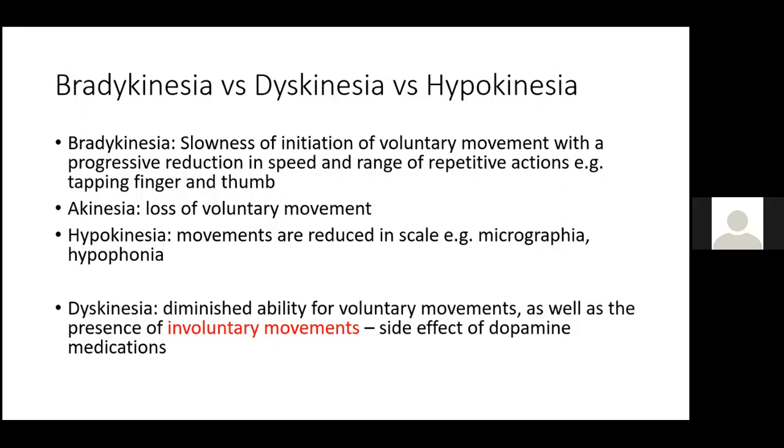Akinesia is loss of voluntary movement. And then hypokinesia is movements of reducing scale, such as micrographia, hypophonia. And again, that can also happen in Parkinson's disease. And then dyskinesia, separate to that, is a diminished ability for voluntary movements, as well as presence of involuntary movements. So they get loss of voluntary movements, but on top of that, they get the involuntary movements. And this can happen in Parkinson's disease as a side effect of the dopamine medication. So that's the difference.